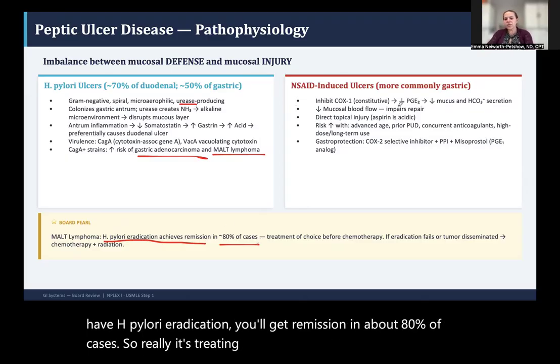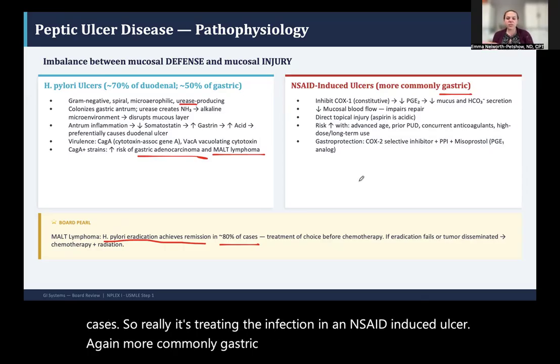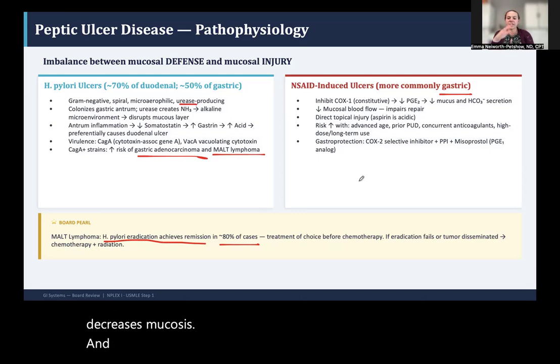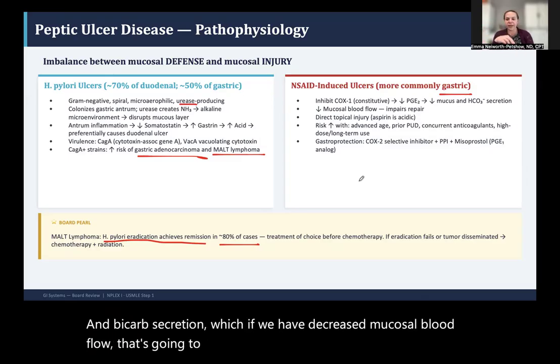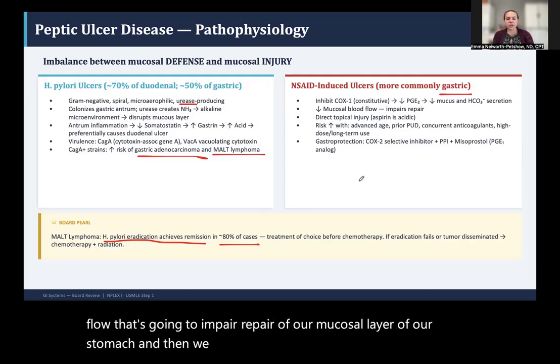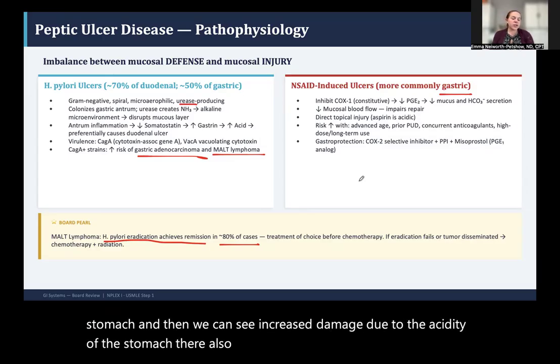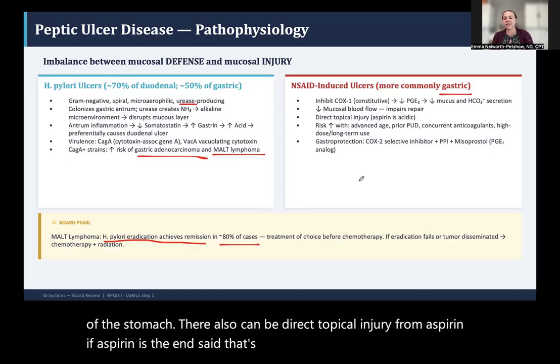In an NSAID-induced ulcer, again, more commonly gastric, you'll see NSAIDs inhibit our COX-1, which is then going to decrease prostaglandin E2, which then decreases mucus and bicarb secretion, which if we have decreased mucosal blood flow, that's going to impair repair of our mucosal layer of our stomach. And then we can see increased damage due to the acidity of the stomach. There also can be direct topical injury from aspirin if aspirin's the NSAID that's being taken because aspirin's really acidic.